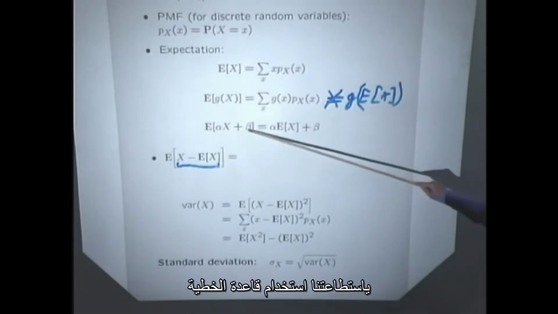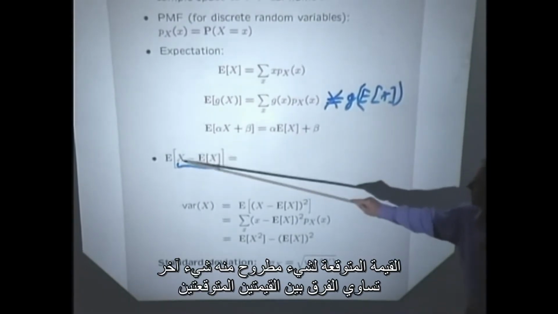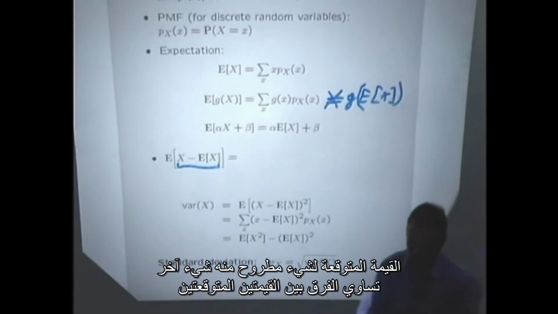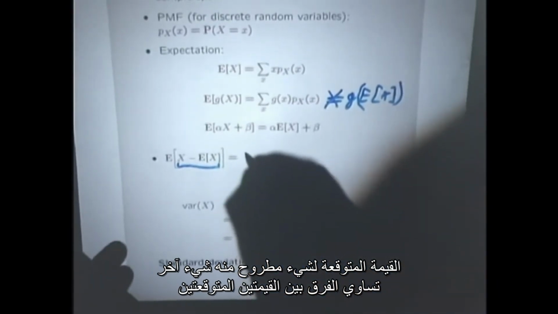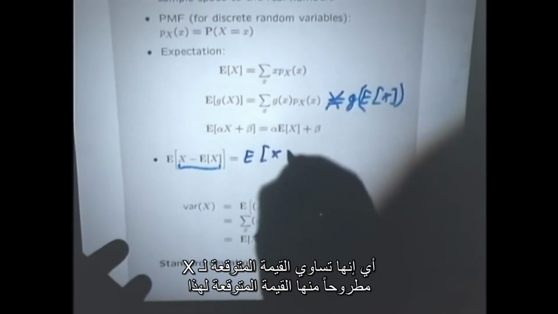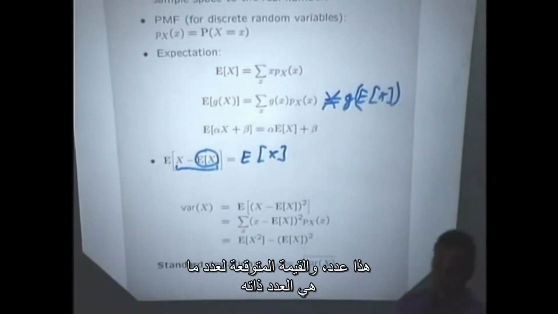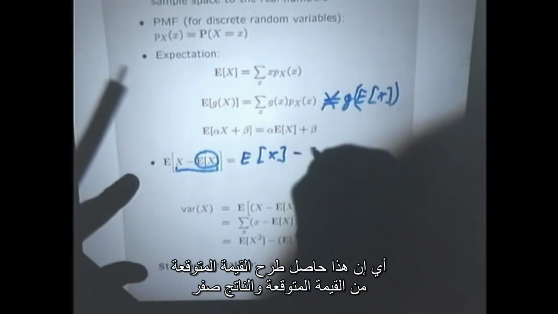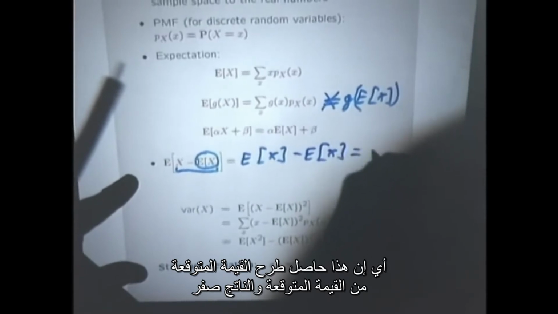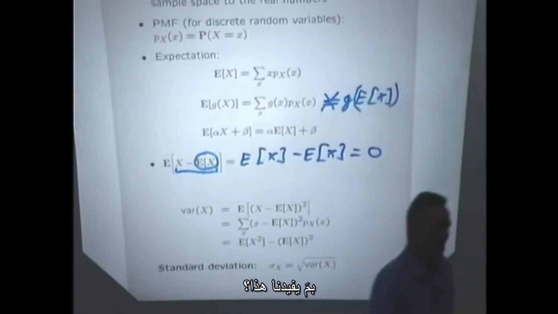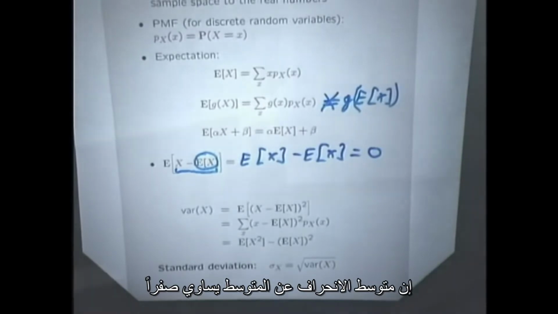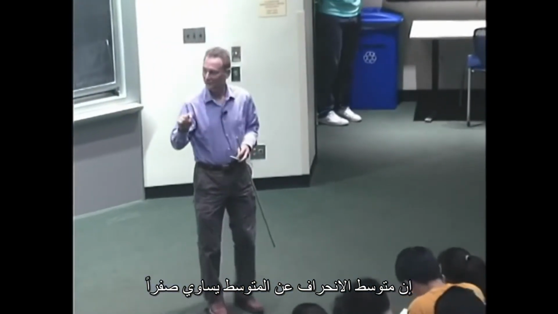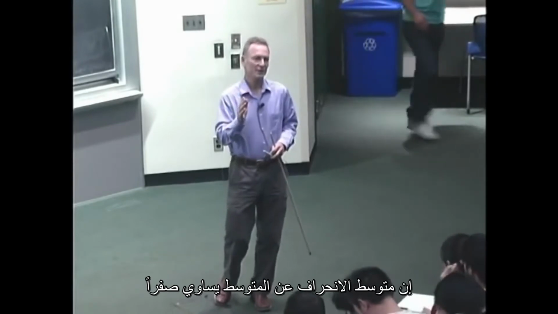We can use the linearity rule. The expected value of something minus something else is just the difference of their expected values. So it's going to be the expected value of x minus the expected value of this thing. Now, this thing is a number, and the expected value of a number is just the number itself. So we get expected value minus expected value, and we get 0. What is this telling us? That on the average, the signed difference from the mean is equal to 0.